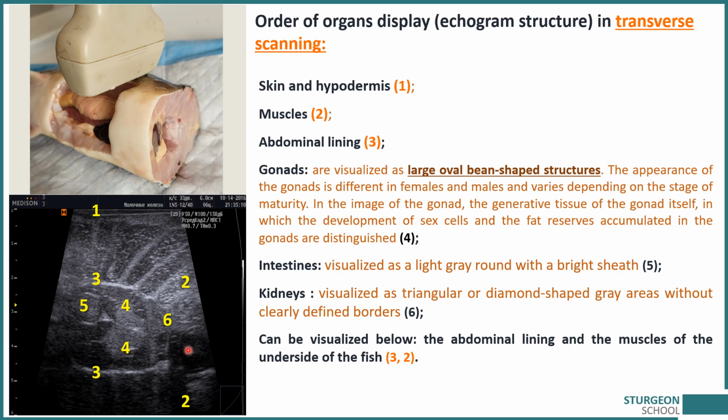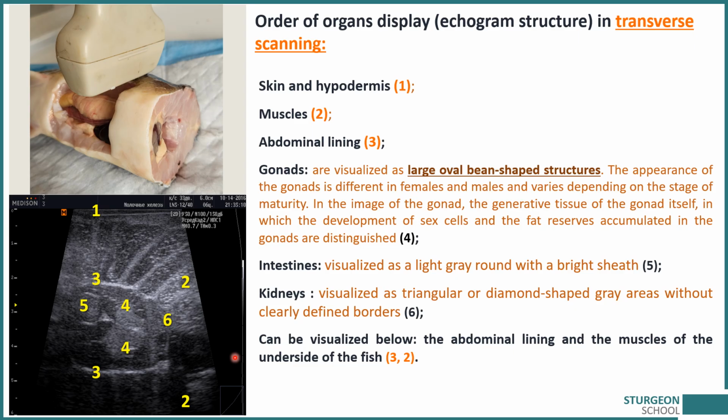Under the lining of the abdominal cavity we observe a group of organs in which the gonads are central when the transducer is correctly positioned. Gonads are visualized in the cross-section as large oval bean-shaped structures. Due to the cross-sectional view, both the generative tissue and the fat reserves are clearly visualized on the displayed gonad fragment. And due to the fact that we see a slice of the gonad as a whole, we can judge quite reliably about its physical size, which often helps in determining the stage of maturity.